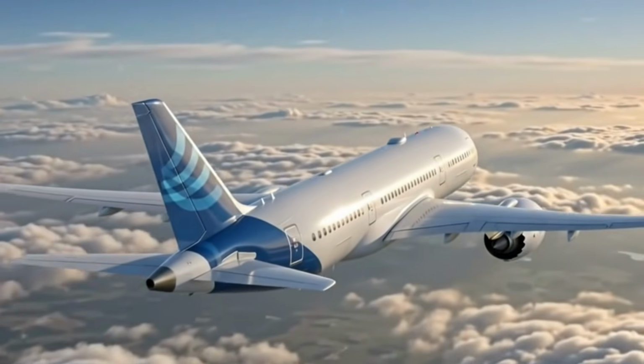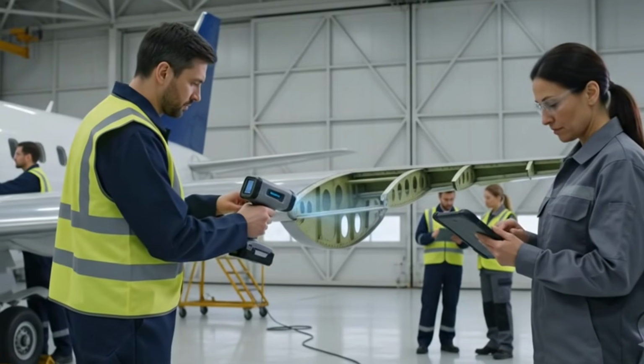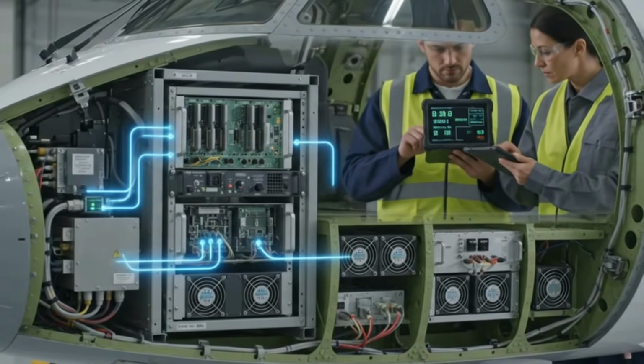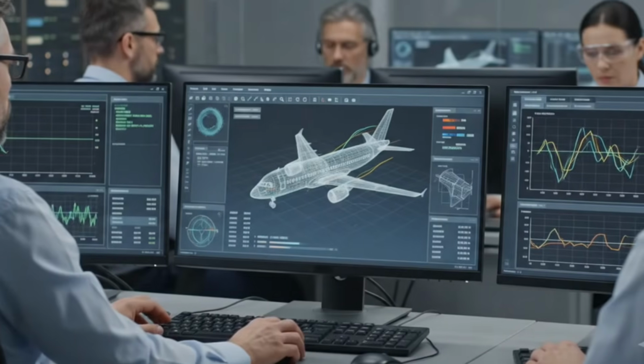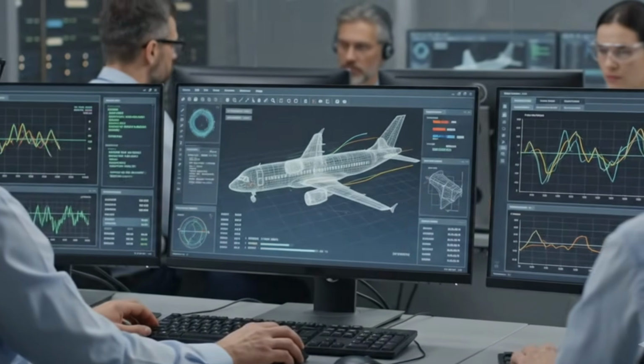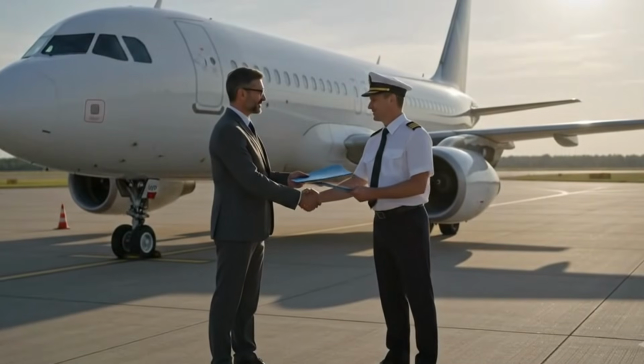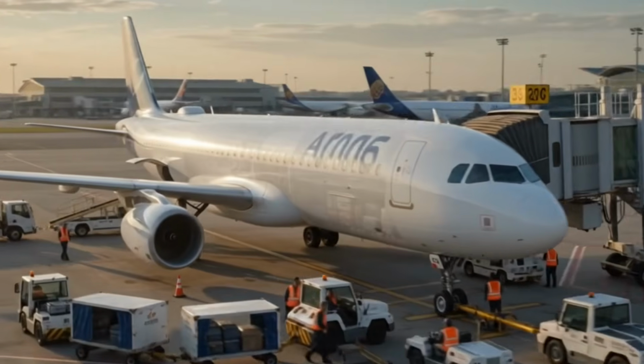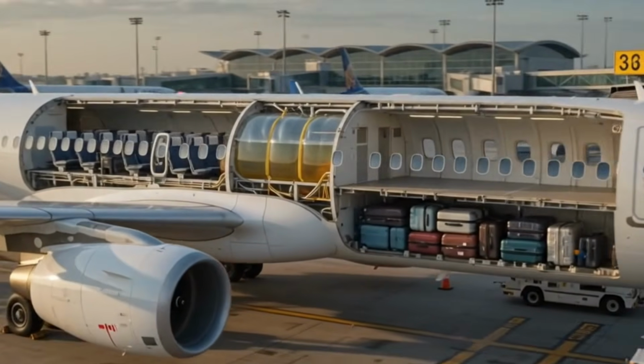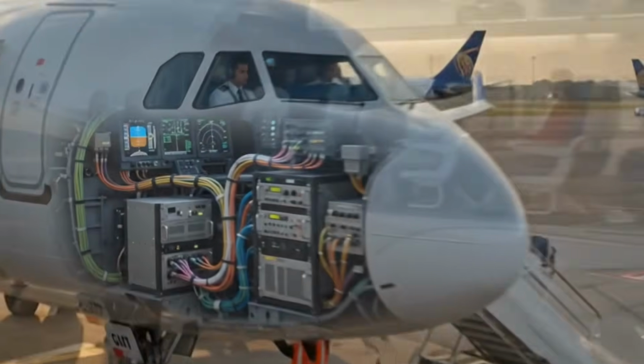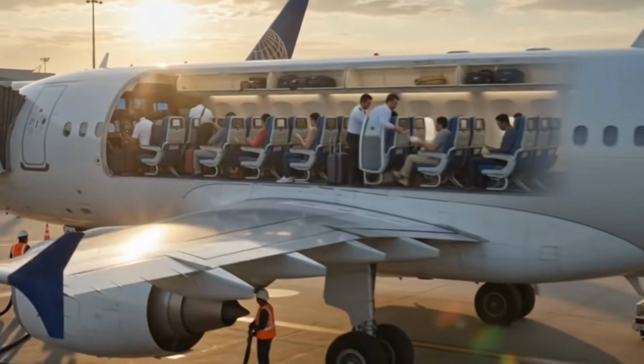After thousands of inspections and successful tests, aviation authorities certify the aircraft, confirming it meets strict safety requirements before entering service. Once approved, the completed airplane is delivered to its airline, where it begins carrying passengers across the world.